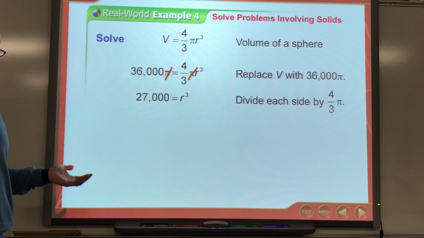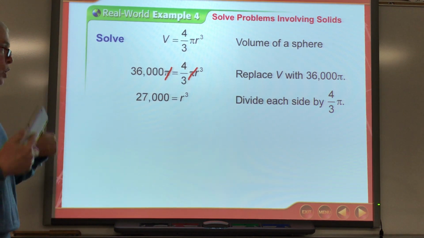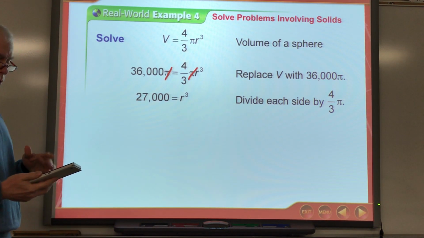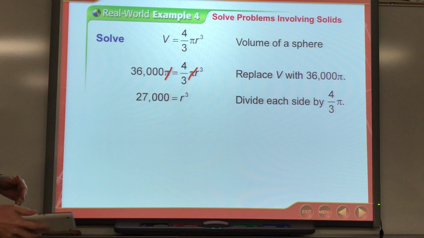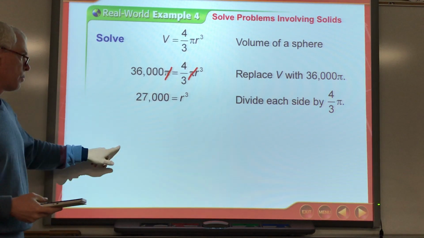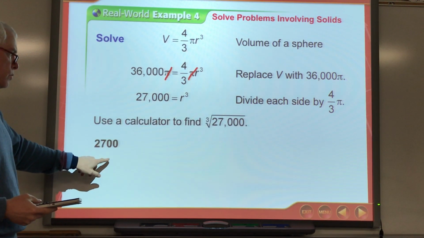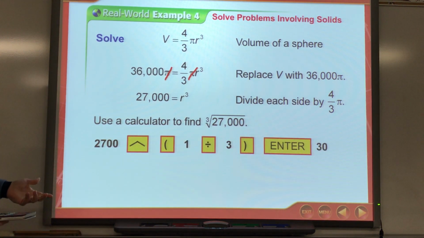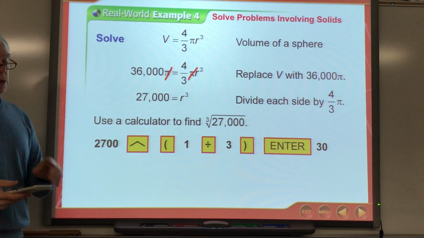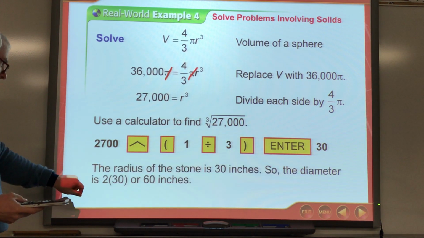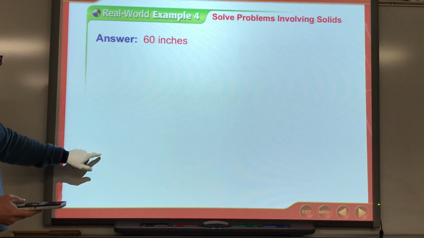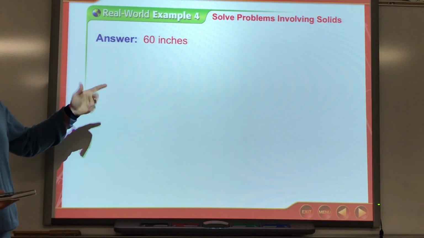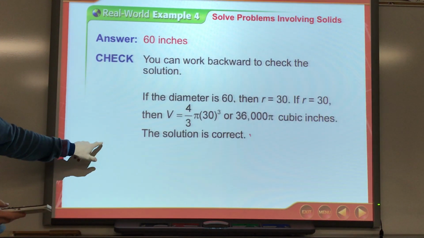27,000. How do I undo cubing something? I have to take the cube root, okay? If you go into your math menu, there's a cube root option. Otherwise, raise it to the 1/3 power, okay? So the cube root of 27,000, they're just showing you how to raise it to the 1/3 power in the calculator. If you go into math, though, you do have a cube root option. That ends up being 30 for a radius, so the diameter's got to be 60, okay?